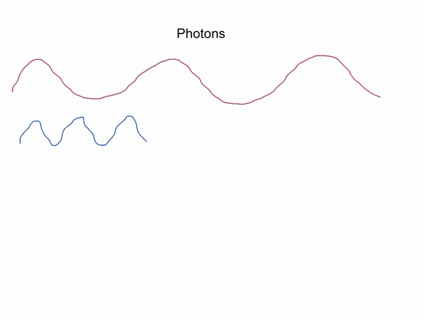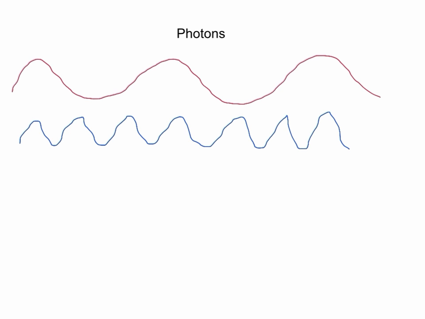So far, when we've talked about light, we've been talking about waves. This wave has a long wavelength, so it has a low frequency and low energy. This wave has a short wavelength, meaning it has a high frequency and a high energy.